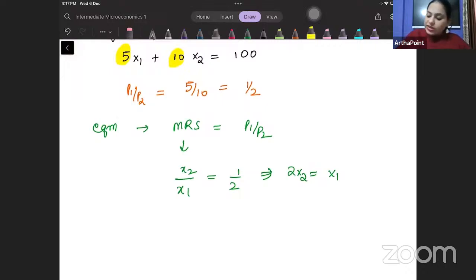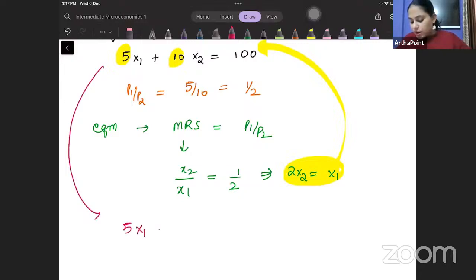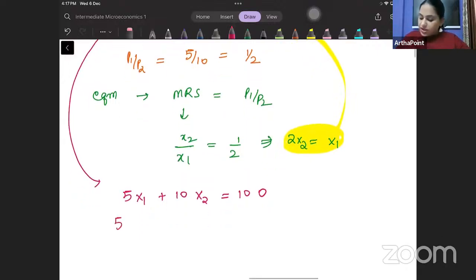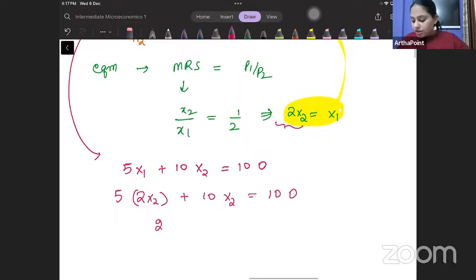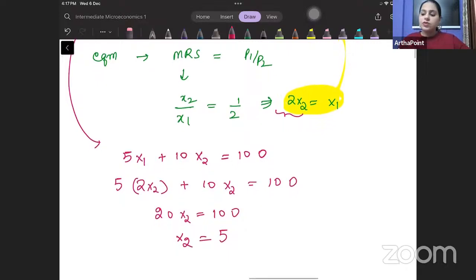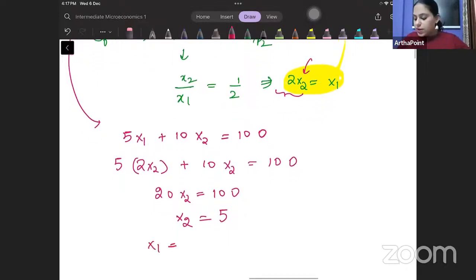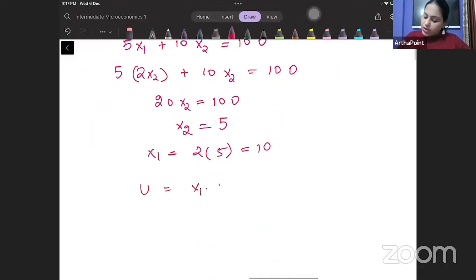Whatever your equilibrium condition is, you put it back in the budget line. So put it in there, beta. So you will have 5x1 plus 10x2 is equal to 100. So beta, in place of x1 I will plug in 2x2: 5 times 2x2 plus 10x2 is equal to 100. So you will get 20x2 equal to 100. So x2 will be 5. Beta, if x2 is 5, what will be x1? 2 into 5, 10. Beta, what is utility? x1 into x2. So 10 into 5, so 50.